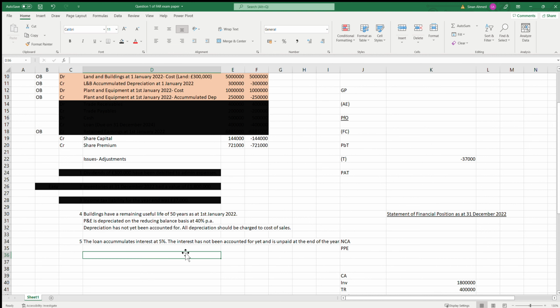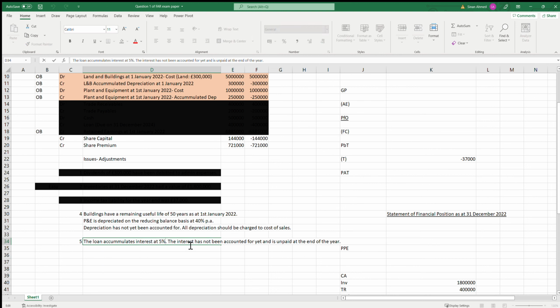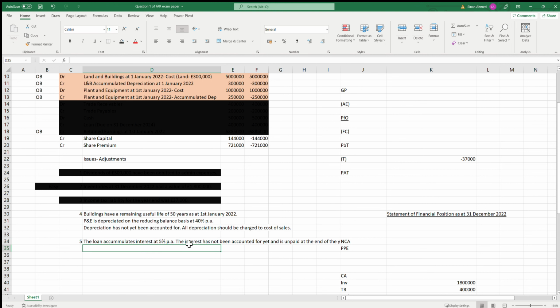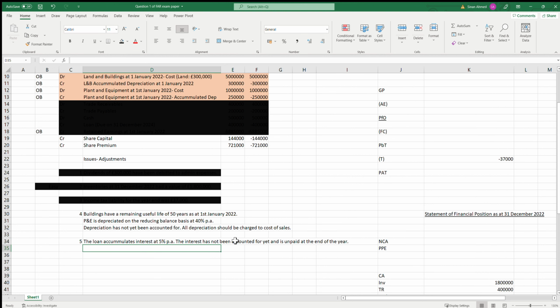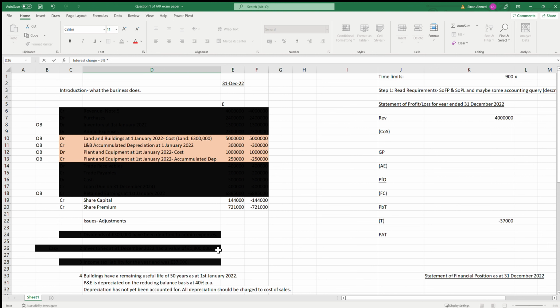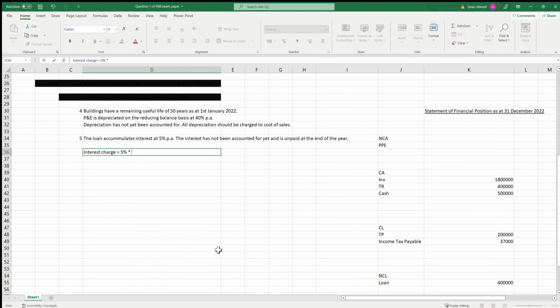Okay, so we're then told the loan accumulates interest at 5% per annum. The interest has not been accounted for and is unpaid at the year end. What do we do? Well, we have to work out the interest charge. So the interest charge is going to be the 5% multiplied by the 400k. Okay, and what's 5% times 400k? 20,000.